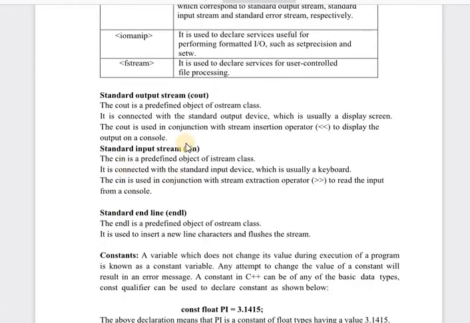So in a C++ program, cout is the standard output stream which is used to display sentences on the display screen. cin is the standard input stream. By using this, we can read input from the user, or we can read input from the console. Now standard end line, that is endl, is used to insert a new line character and flush the stream.